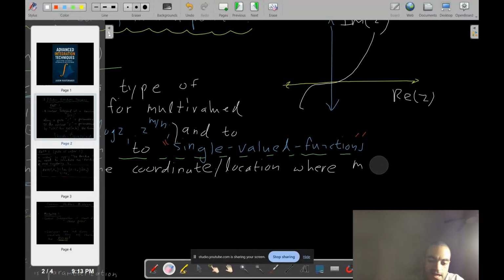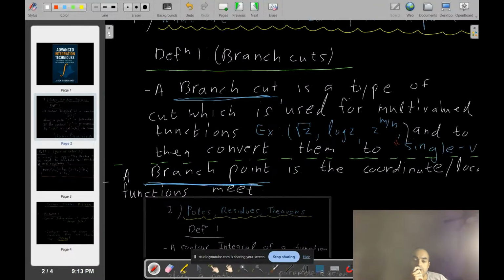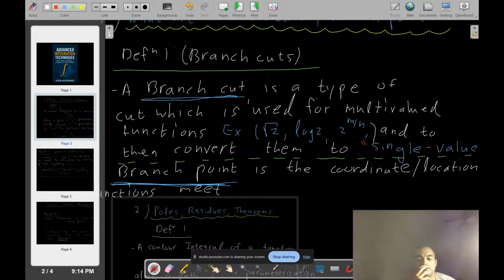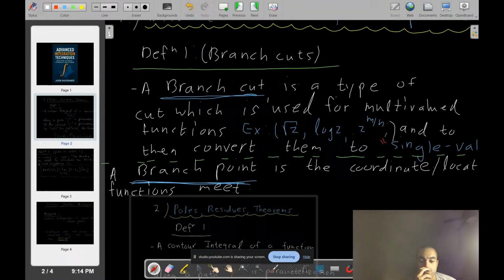Yeah, let's look at multi-valued functions. When I say multi-valued functions, I mean things like root z, log z, and z to the power of m over n, where m over n is a fraction. That's a fractional exponent. So a branch point is the coordinate or location where multi-valued functions meet.